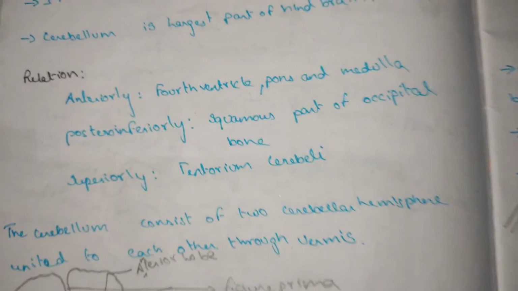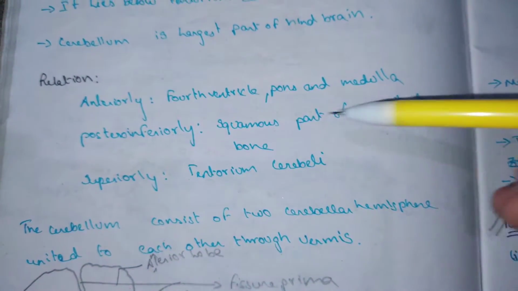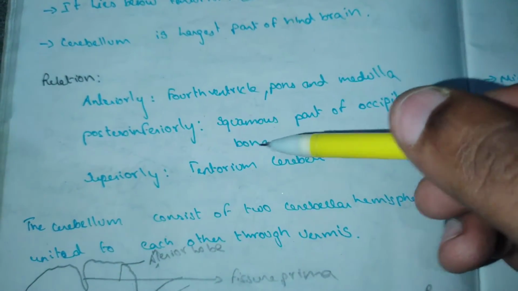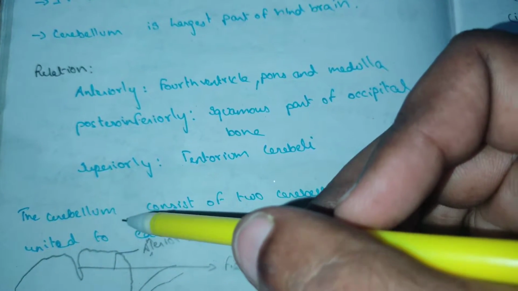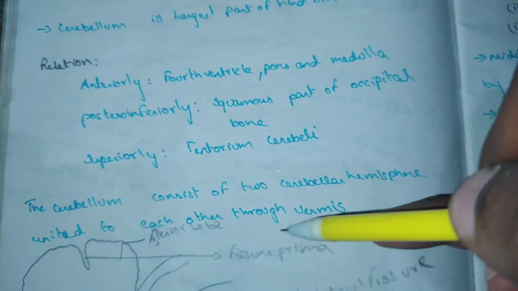The relations: anteriorly, the fourth ventricle, pons and medulla; postero-inferiorly, the squamous part of the occipital bone; and superiorly, the tentorium cerebelli. The cerebellum consists of two cerebellar hemispheres united to each other through the vermis.